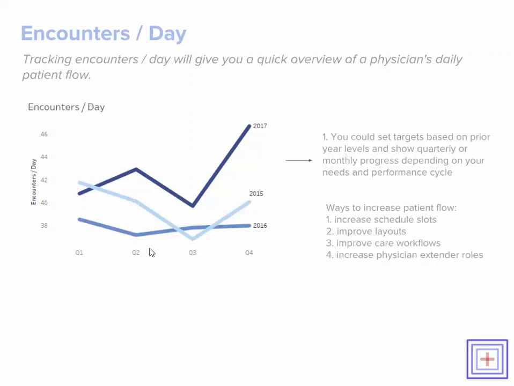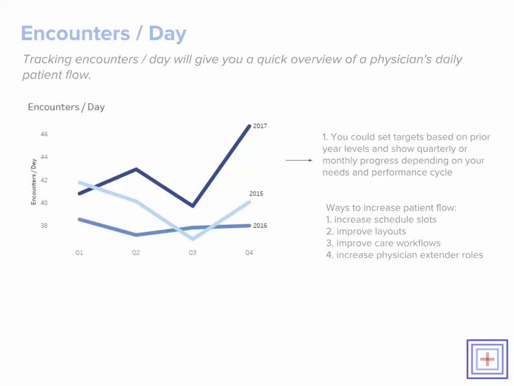Depending on your reporting structure with your physicians, this could be monthly, it could be quarterly, it could be twice a year, or even once a year. It just all depends on how you track that. So what you want to do is, based off of prior years, set targets for the upcoming year, and then help your physicians reach those targets.